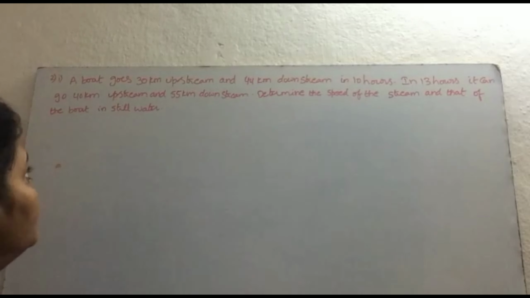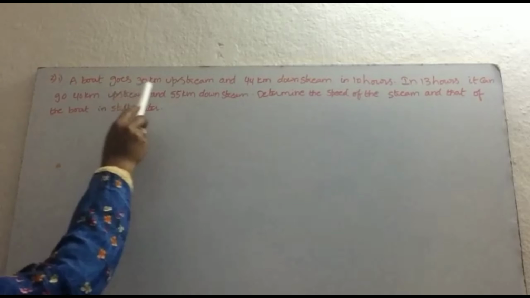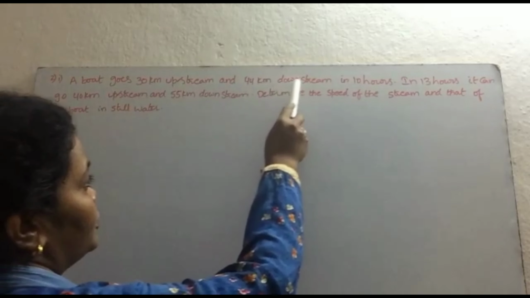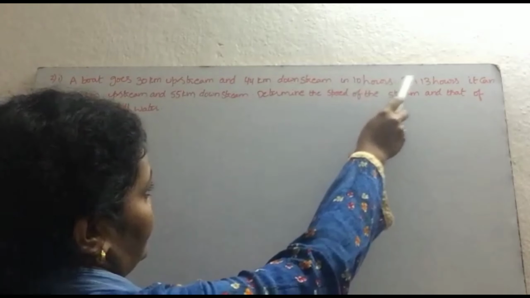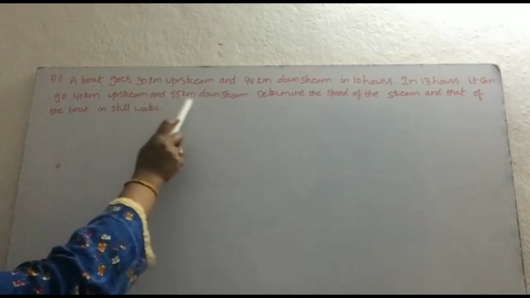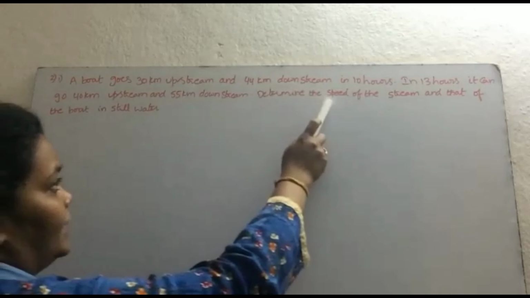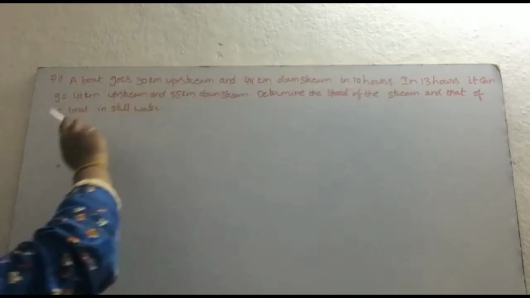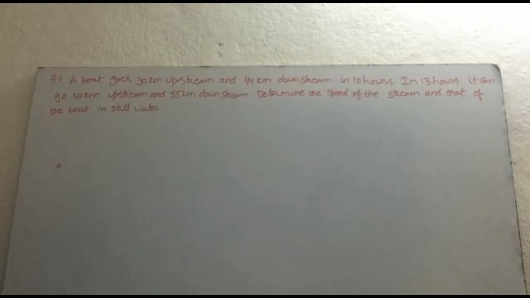So next problem. A boat goes 30 km upstream and 44 km downstream in 10 hours. In 13 hours, it can go 40 kilometers upstream and 55 kilometers downstream. Determine the speed of the stream and that of the boat in still water.